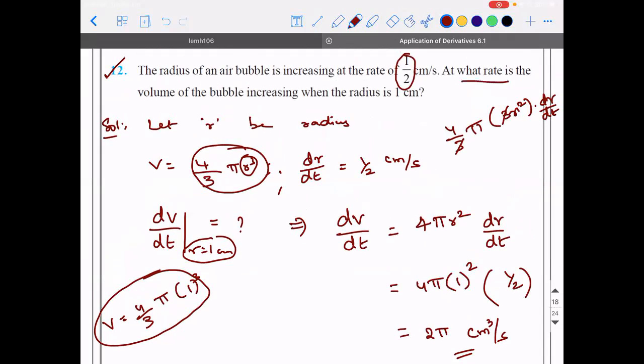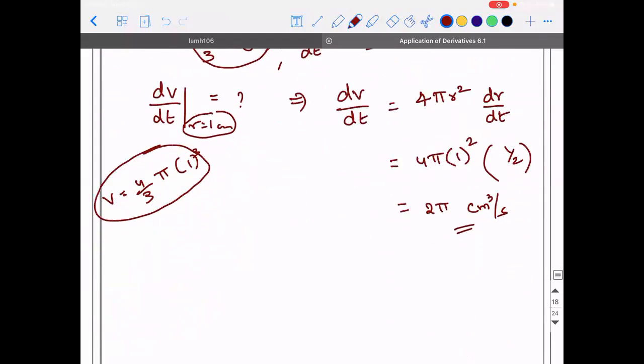At what rate is the volume increasing when the radius is 1 centimeter? So what is the speed with which the volume is growing? That is the meaning. Okay, sir, understood. What would have happened after the next second is the radius would no more have been 1 centimeter, rather it would have been 1.5 centimeter. That is the meaning, no? Yes, I understood, sir. Good.